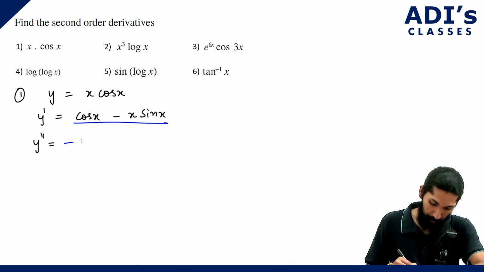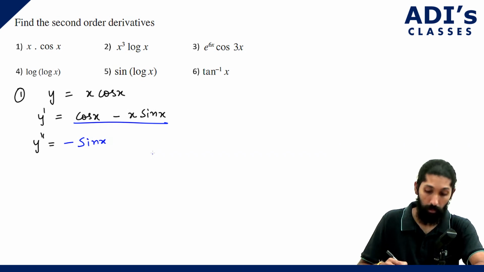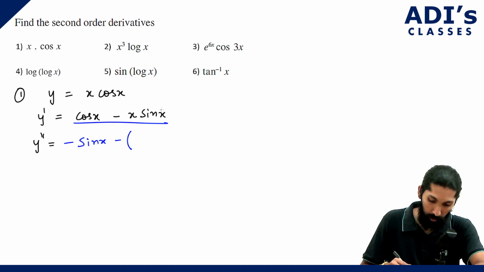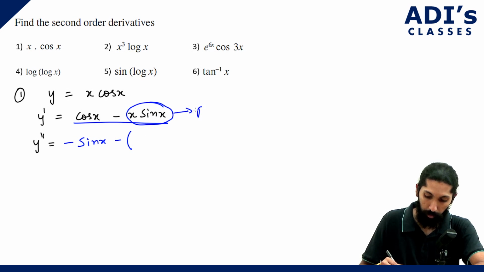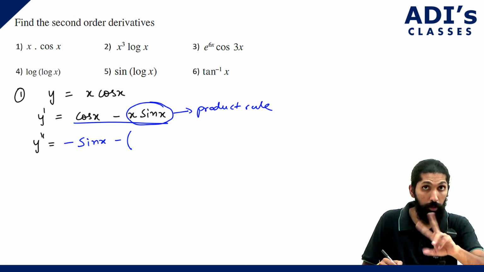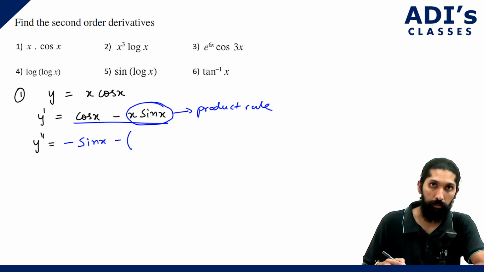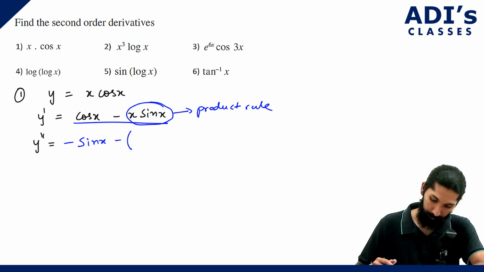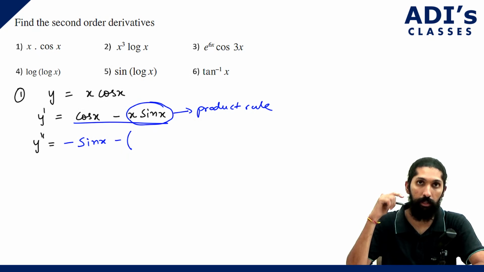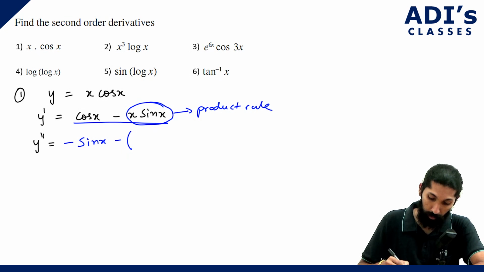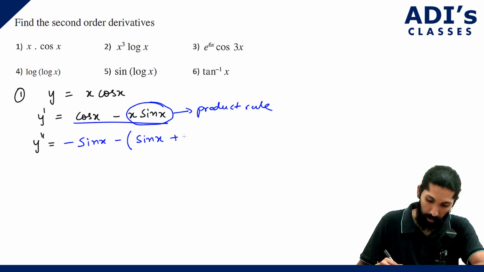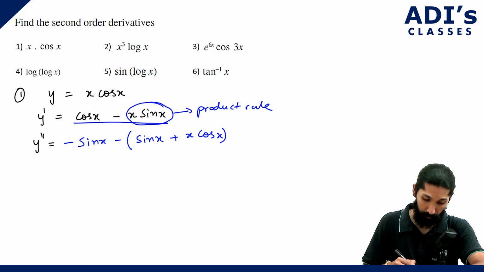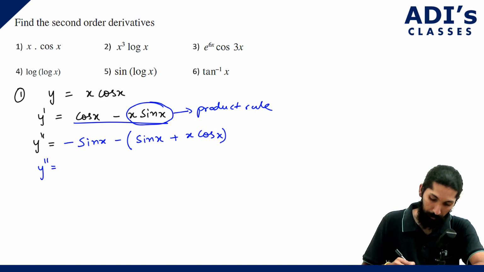Cos x is going to become minus sin x, minus of, here you have to apply the product rule. So here you have to apply the product rule, isn't it? Because it's a product of two expressions, or you can say product of two functions. So when you have x into sin x, again, if you apply, you're going to have sin x plus x cos x, correct?